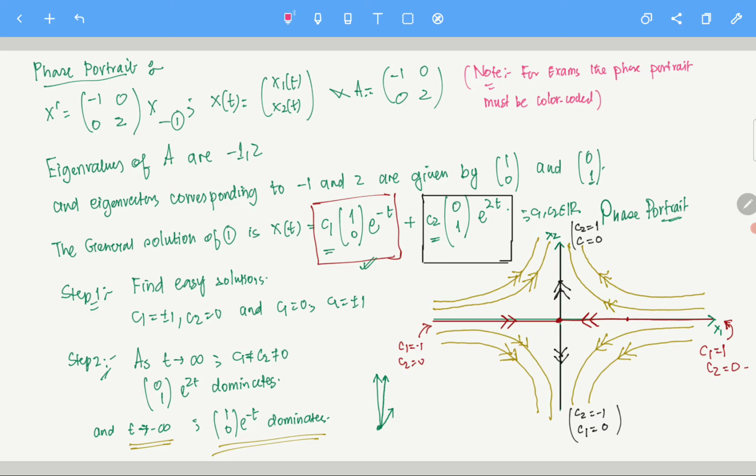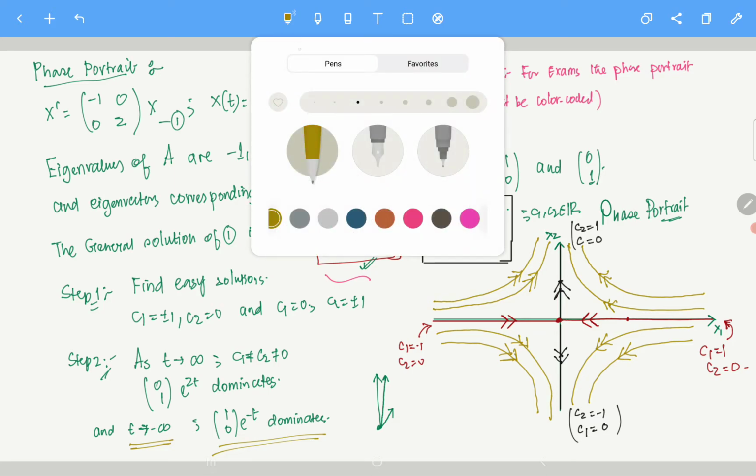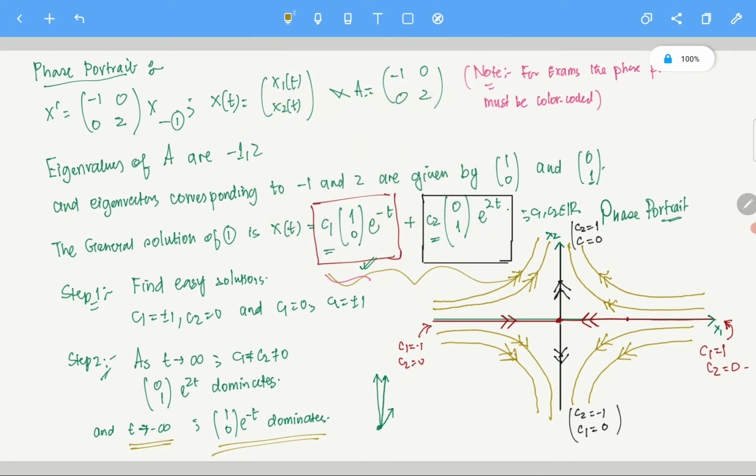Here, this is the gray color. I think that will actually give you the combination of those things. So basically, this color is going to give you the combination of C1 and C2. So this is the phase portrait for this problem. I hope this is very, very clear to you.